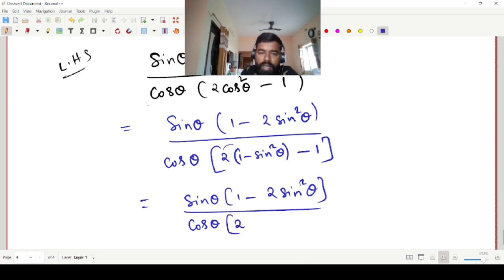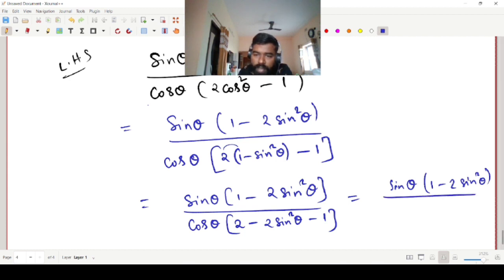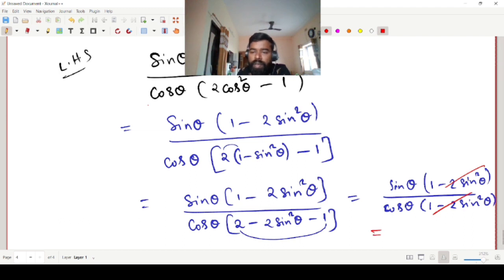That is, if you multiply this, 2 minus 2 sine square theta minus 1, which gives you sine theta and 1 minus 2 sine square theta over cos theta. And here 2 minus 1 we get 1, minus sine square theta. So we can cancel these brackets, and then we have sine by cos that we can write as tan.